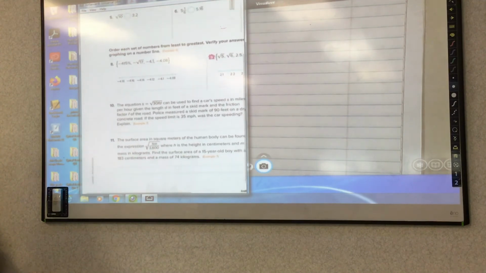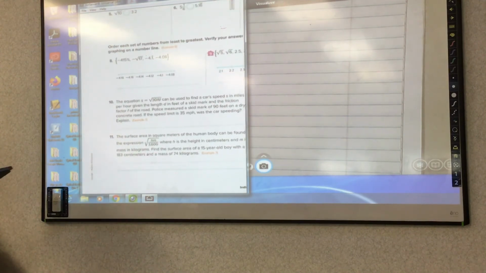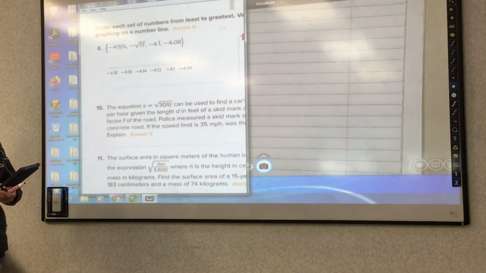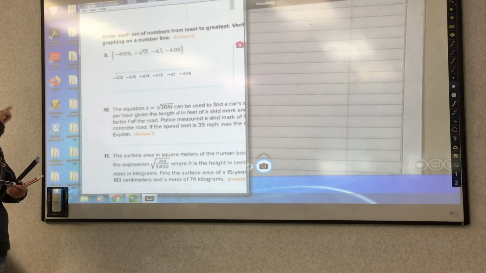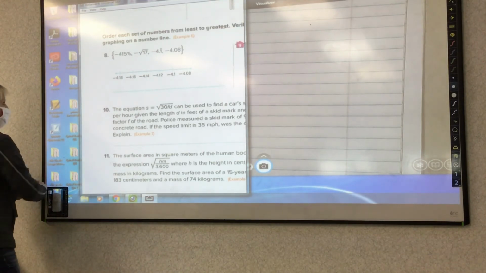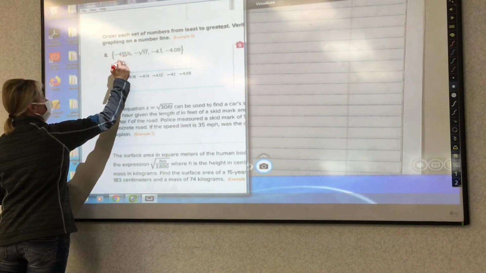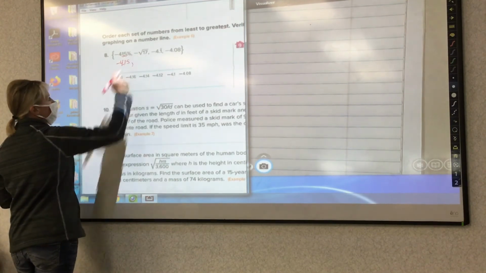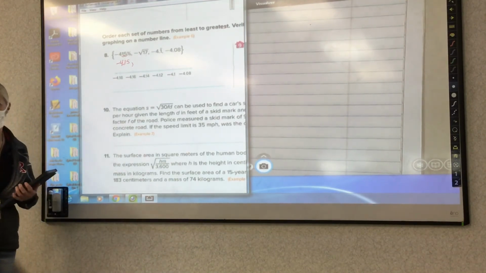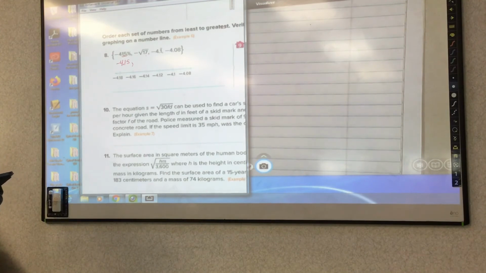So let's look at number 8. We need to go from least to greatest. What do we need to change them all to? Decimals. How do I change negative 415% to a decimal? Just move the decimal. 1, 2. So it's negative 4.15. Negative square root of 17. Use the calculator. What is it?